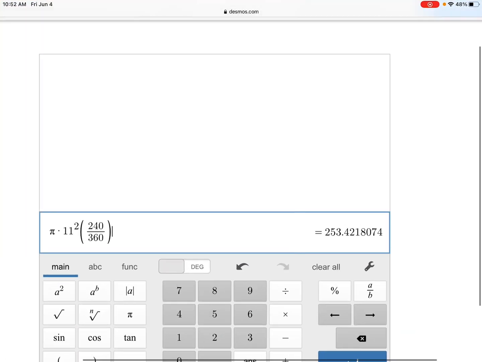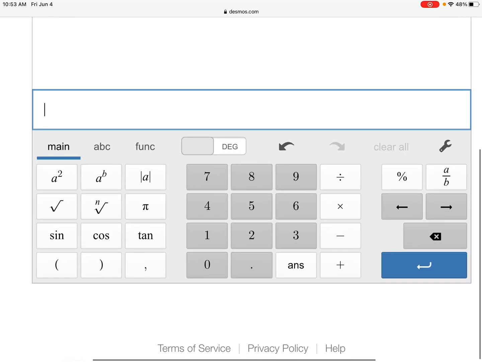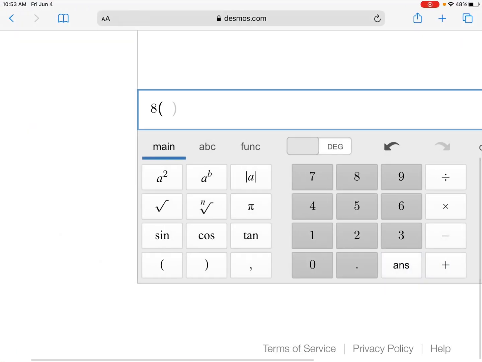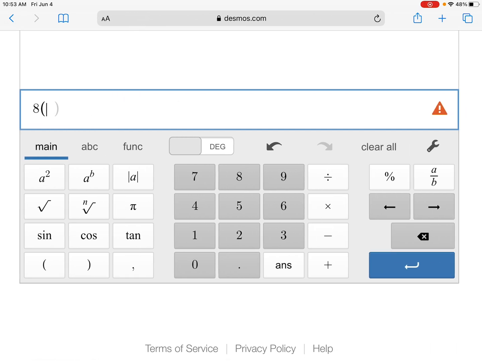Let us use our calculator, which is right here. So let us clear here. So 8, parentheses. What was our 6 plus negative 57? Okay. Parentheses 6 plus negative 57. The whole thing divide.